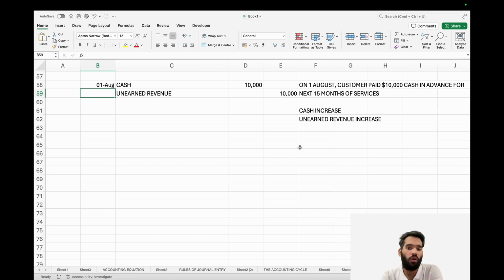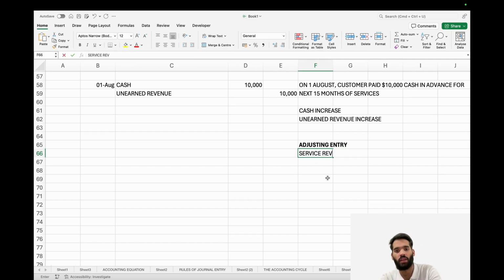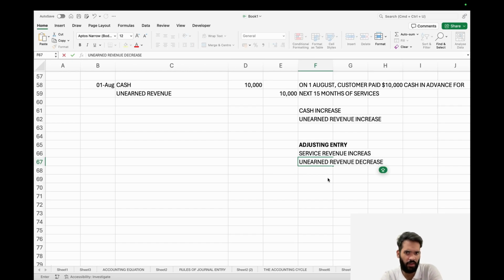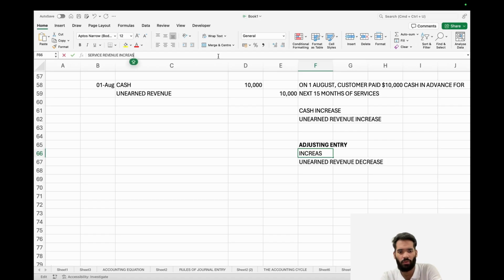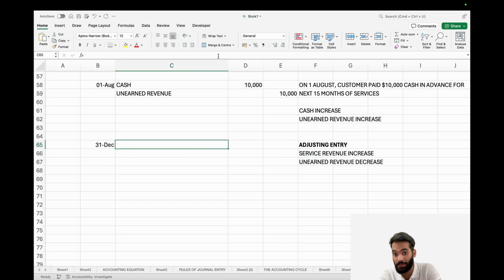Okay. Now again, for the adjusting entry, we will use the same logic. By the end of the year, I would have done some of the work. So service revenue will increase. And by the end of the year, since I've done some of the work, my unearned revenue will decrease, because it's no longer unearned. I've done some of the work from this amount. So the adjusting entry would be unearned revenue debit by how much?